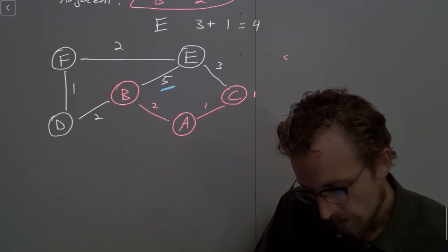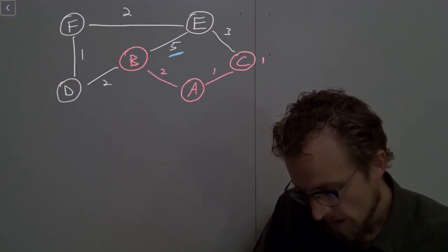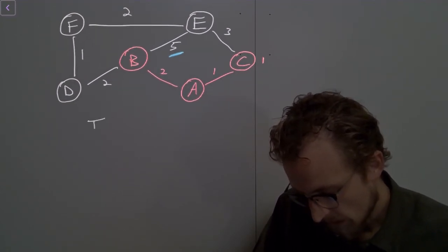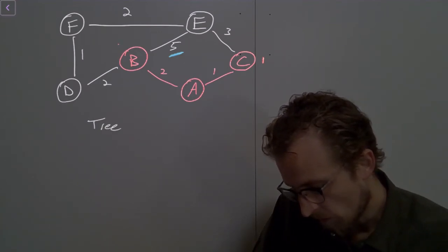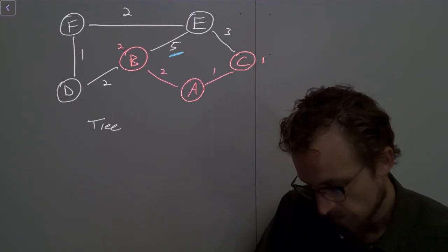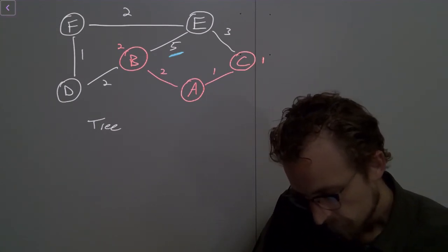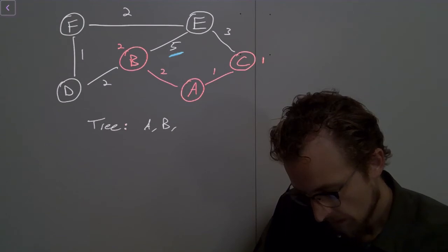All right, moving on, let's go ahead and finish out the algorithm. So moving on, what do we have? Well, now our tree is A, B, and C. Oh, and then as we go, we'll record on the node the distance of the shortest path from that node to the tree. All right, so our tree is A, B, and C.